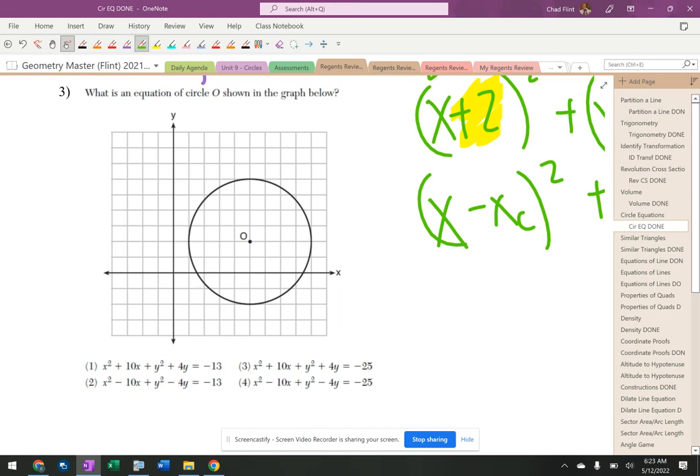Okay, so this right here, the center is 1, 2, 3, 4, 5, 1, 2. And the radius is 1, 2, 3, 4. All right, radius equals 4. All right, so that's what I have.